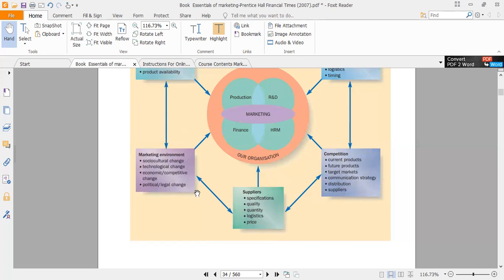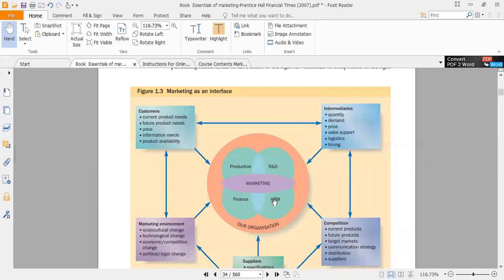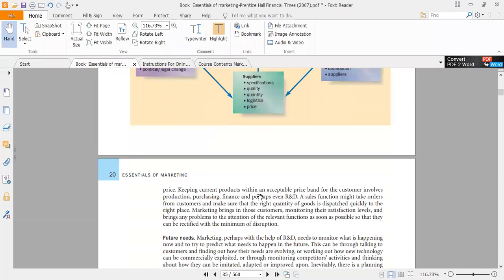Marketing environment, we were discussing yesterday: there is socio-cultural change, there is technological change, there is economic, there is political. So that is how marketing plays its functions, centrally coordinated with both internal and external environments. Right, moving ahead.